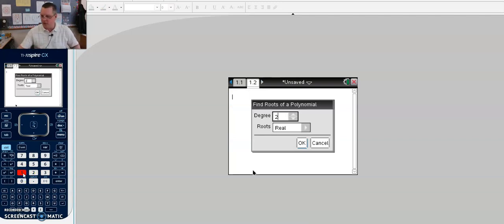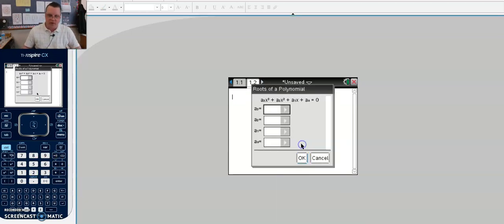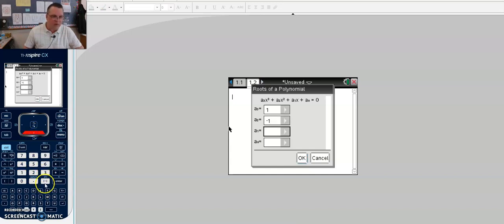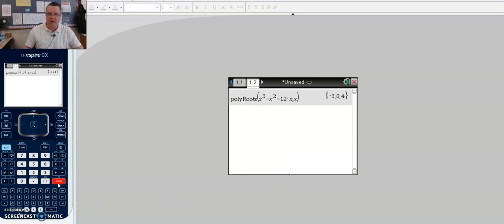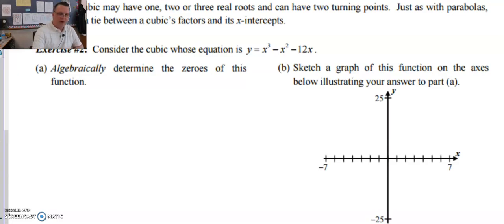Now the degree, from real to complex, you can change the degree. So it's a degree of 3. And then we have what? We have 1, and then -1, -12, and then 0. Here we go. Let's find the roots. Enter, enter. -3, 0, 4. So what do we have? x equals -3, x equals 0, x equals 4.